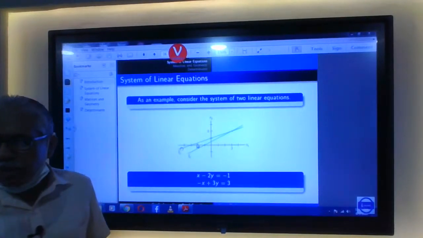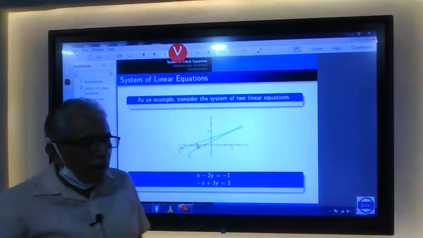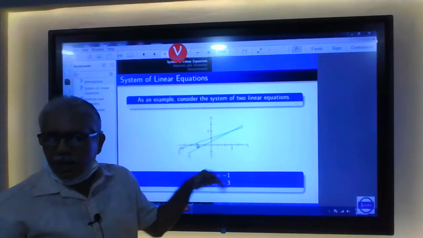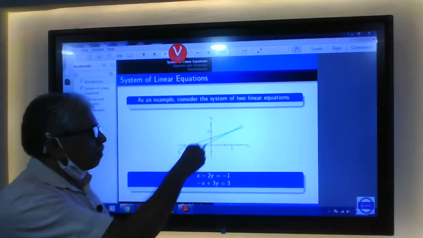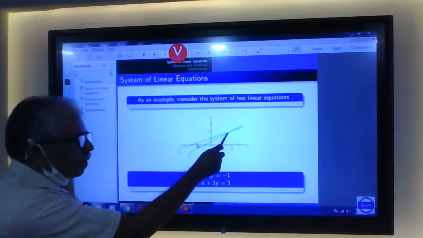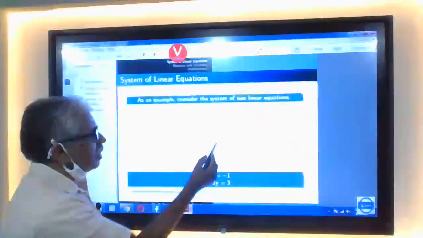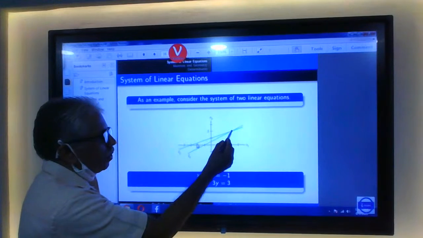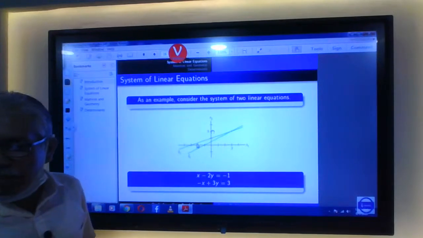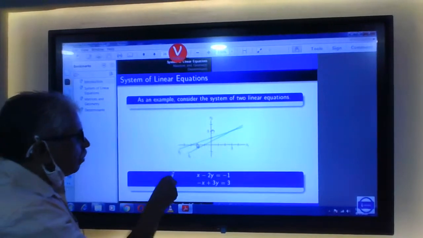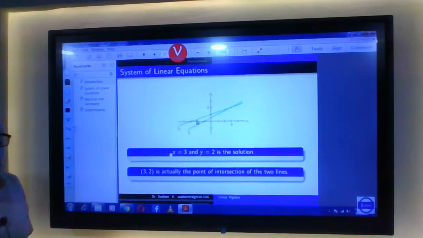You know how to draw the graphs. You prepare a simple table, put values of x corresponding to the first line as well as the second line, and draw the graph. I have already drawn the graph, and from the graph it follows that the point of intersection is this one. From the graph, it looks like the point of intersection is (3, 2). So x equal to 3 and y equal to 2 is the solution.